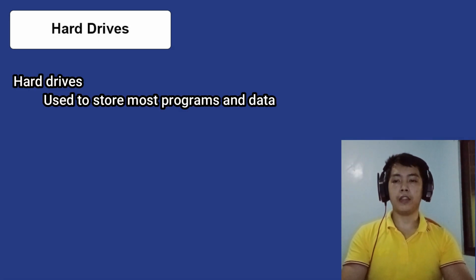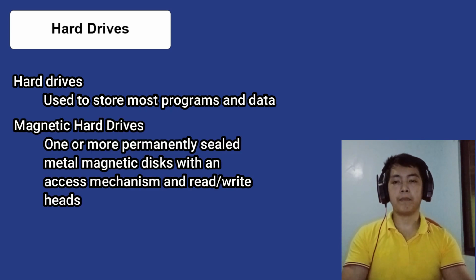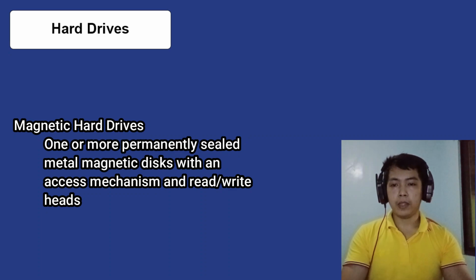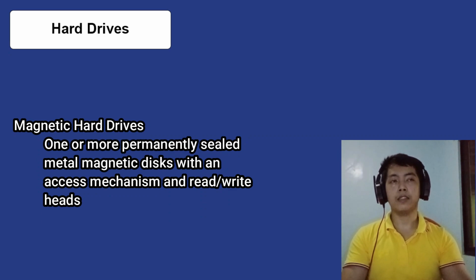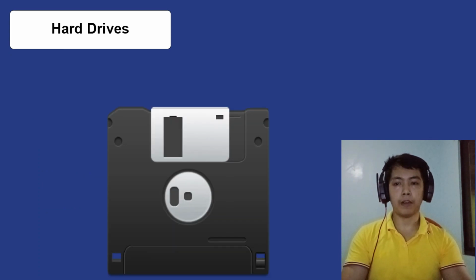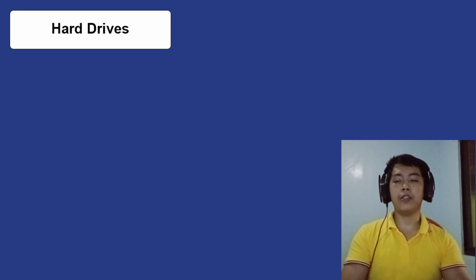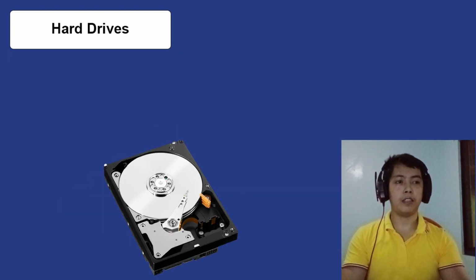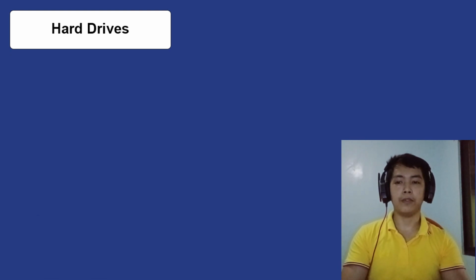Hard drives, used to store most programs and data, can be internal or external. We already know what a hard drive is. We have internal hard drives and external hard drives. So let's proceed to magnetic hard drives: one or more permanently sealed metal magnetic disks with an access mechanism and read/write heads. A floppy disk is an example of a magnetic drive, but we don't usually use it anymore because it can only store data up to 5 MB. Unlike what we have right now, like SSD, HDD, or USB, which can hold up to 1 GB at least.